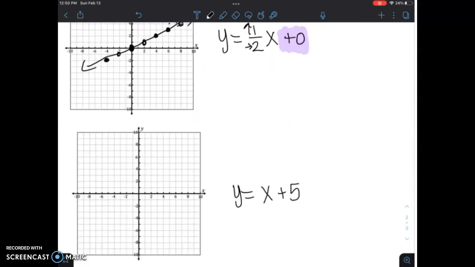And our last one, we're going to start at 5. And then you'll notice that there's no number to the left of x. That just means the number is 1. Remember, there's always a hidden 1. X is the same thing as 1x. So we can always write that 1 in, and then we're going to write it as a fraction. So we're going to go up 1 over 1. Up 1 over 1, up 1 over 1. It's not a very steep line. There we go.